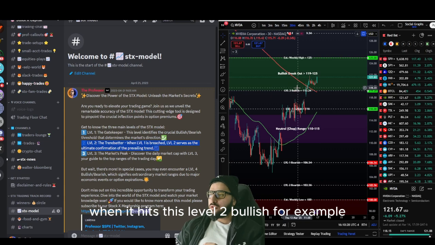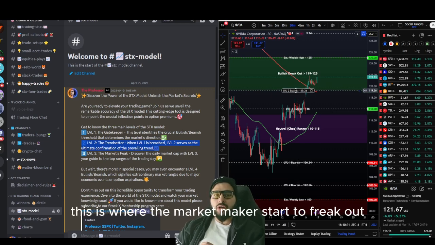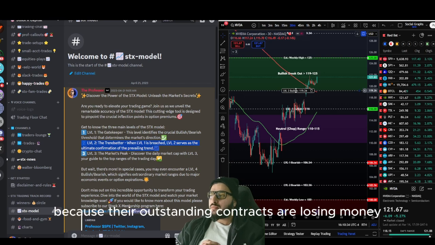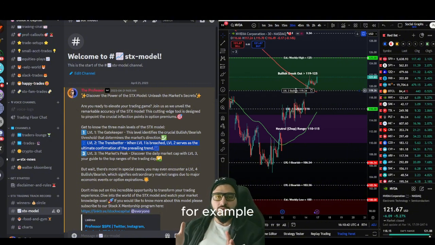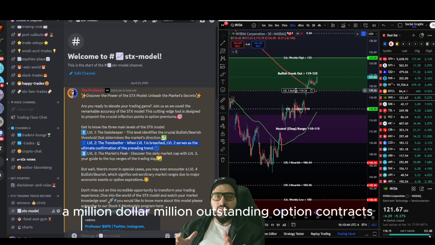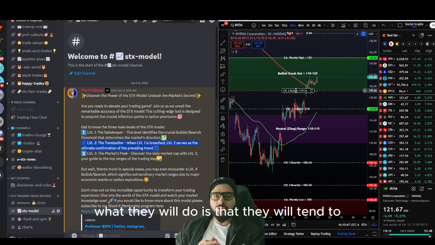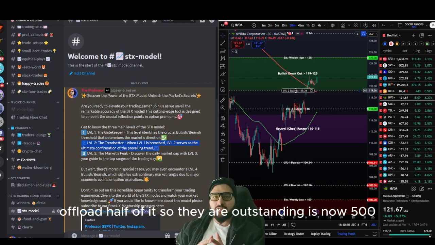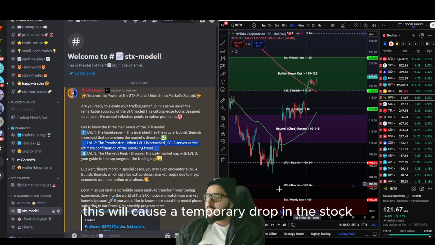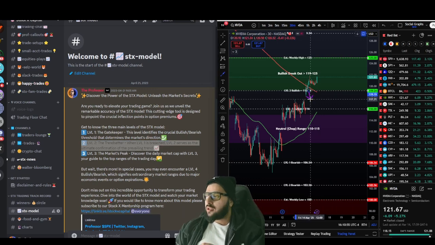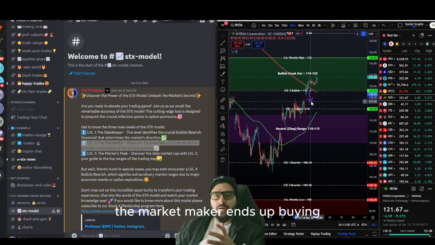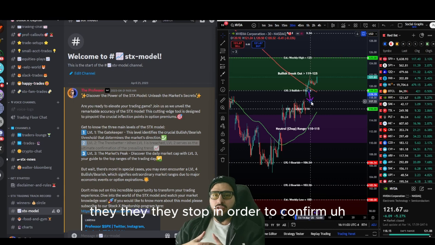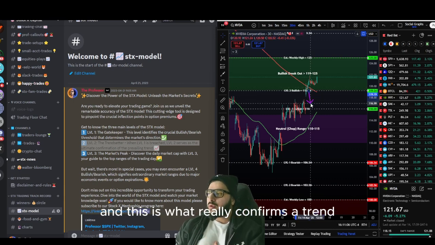When it hits this level 2 bullish, for example, this is where the market maker starts to freak out, because their outstanding contracts are losing money. So what they tend to do here is that if they have, let's just say for example, a million outstanding option contracts, they will tend to offload half of it, so their outstanding is now 500. This will cause a temporary drop in the stock for a moment, and what happens here is that the market maker ends up buying the stock in order to confirm, and this is what really confirms the trend.